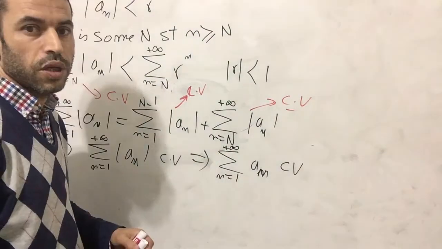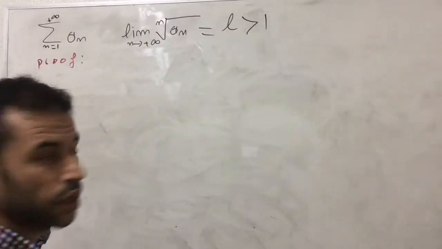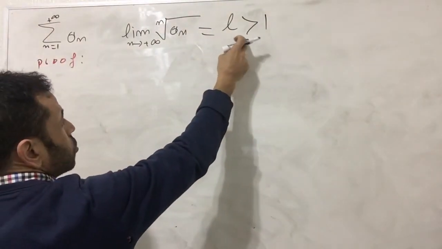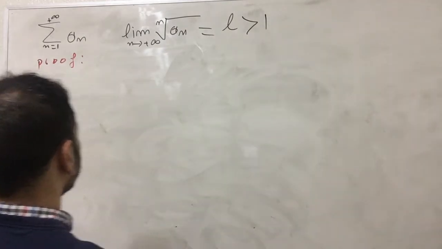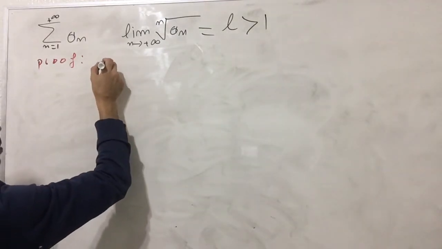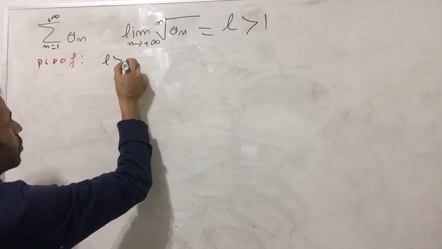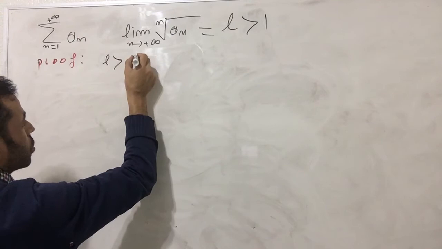Okay, let's move on to the next case, the case when we have L strictly superior than 1. We are going to do the same thing. So we have L strictly superior than R, strictly superior than 1.